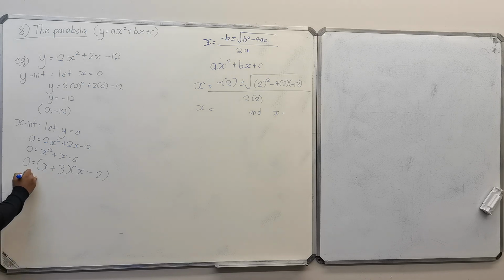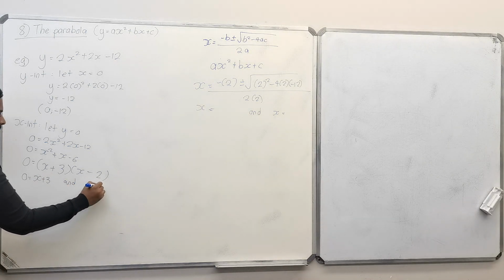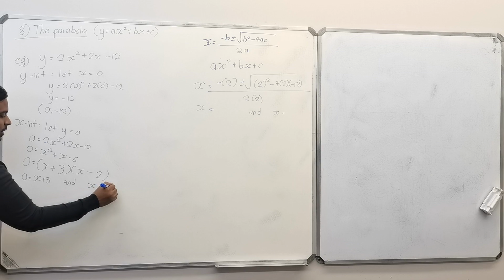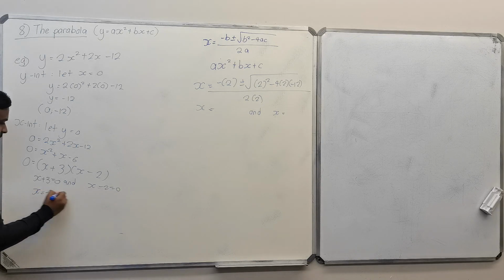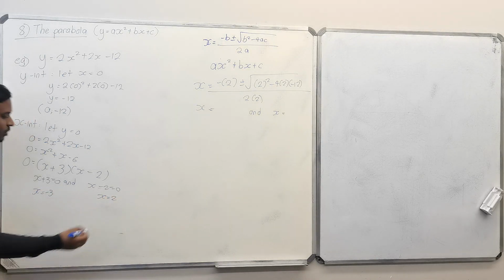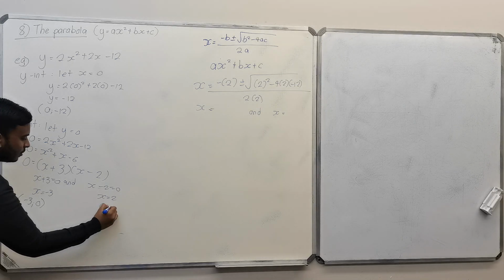But remember, this is not even done. This would be 0 is equal to x plus 3 and x minus 2 is equal to 0. So x would have been equal to minus 3, x would have been equal to 2. That's your intercepts. So your intercepts here would have been minus 3, 0 and 2, 0.